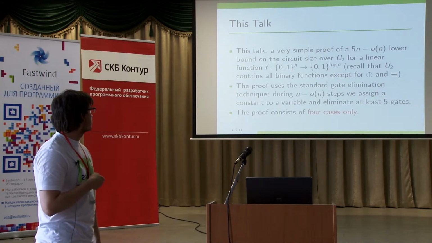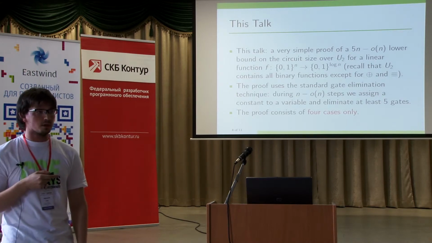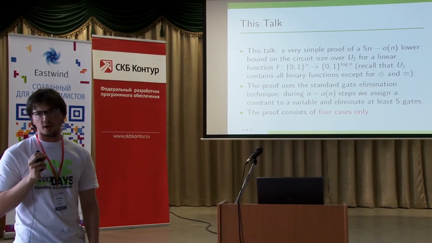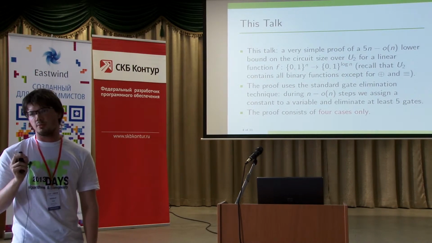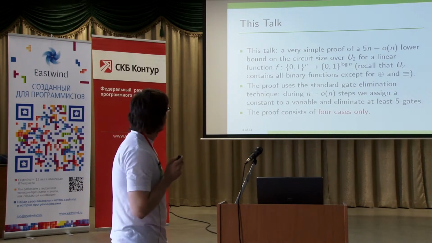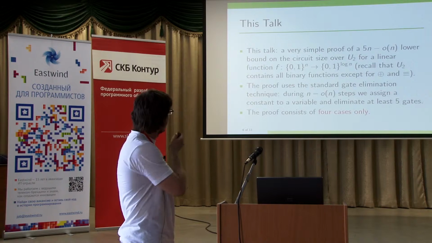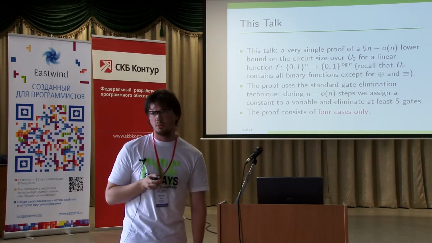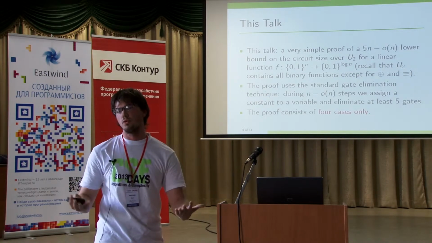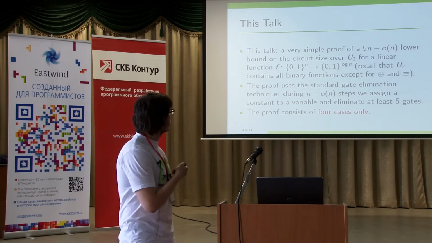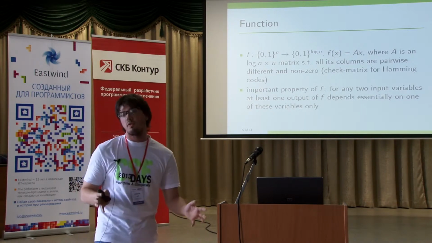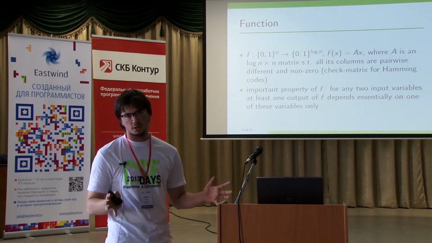So the proof is based on the gate elimination method. We just want to kill 5 gates by killing every variable. So it's only 4 cases, so it would be very fast, and actually I can give you the whole proof, not just some ideas. Okay, what is the function? The function is the set of linear functions.